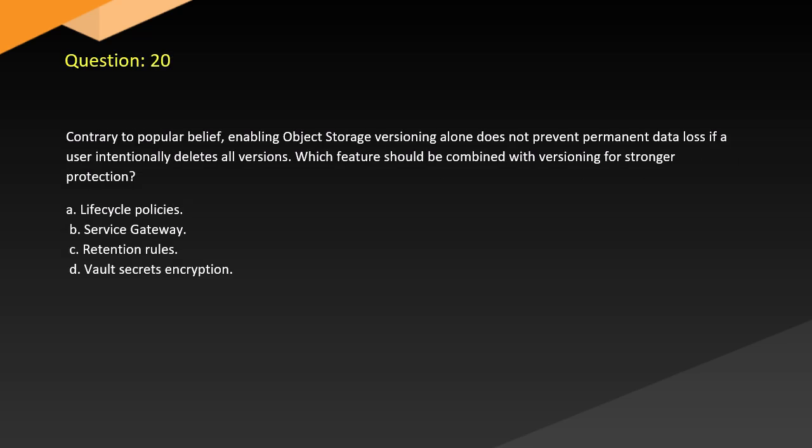Question 20. Contrary to popular belief, enabling object storage versioning alone does not prevent permanent data loss if a user intentionally deletes all versions. Which feature should be combined with versioning for stronger protection? A. Lifecycle policies. B. Service gateway. C. Retention rules. D. Vault secrets encryption.